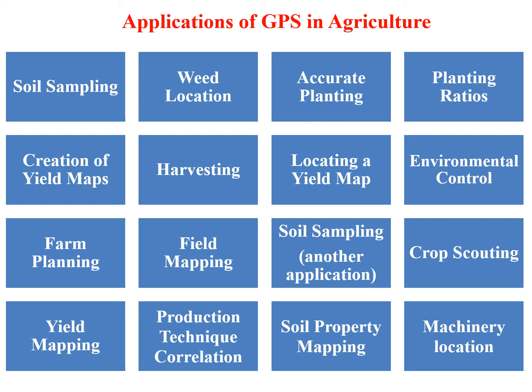Soil sampling. Soil sampling is one of the most important uses of GPS in agriculture. It is important to know what type of soil is available on a given farmland, as this will help in determining the type of a crop to be planted on that farm.